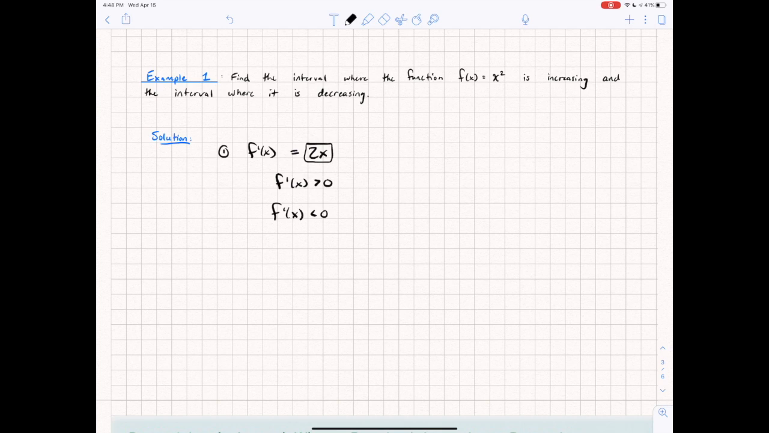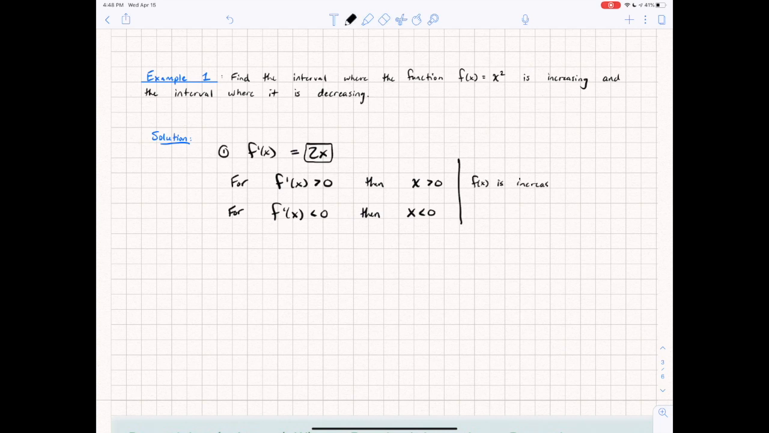Versus if I plug in a negative value, I'm going to get a negative output. So to get f prime of x greater than 0, I need to plug in values where x is greater than 0 for 2x. And so I can say that, and I'll write the full answer in a minute. If I'm looking for where f prime is going to be negative, then like we just discussed, x needs to be less than 0.